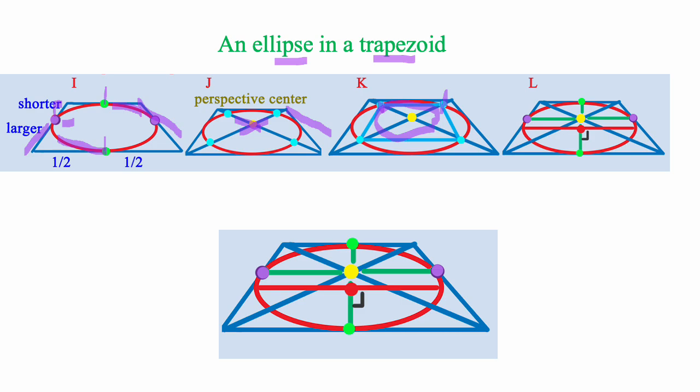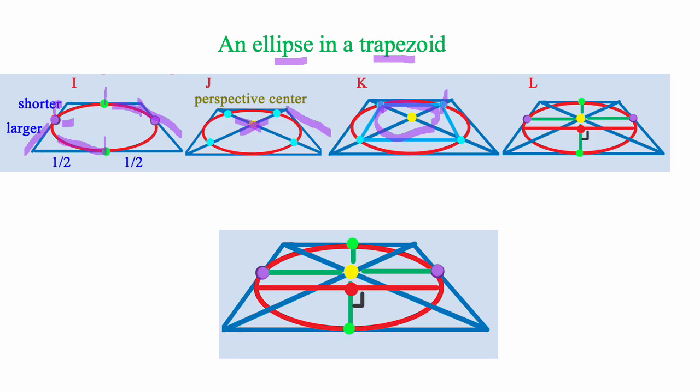So the perspective center of the trapezoid, the yellow dot, is where the diagonals of the trapezoid meet, and that's the center of the whole image. It is behind the geometric center of the ellipse, which is the red dot, where the major and minor axes meet.